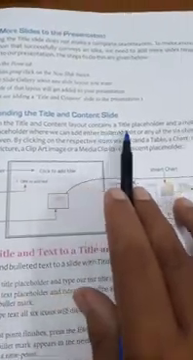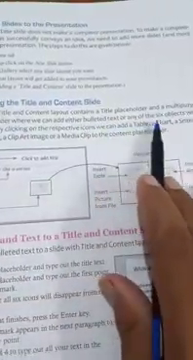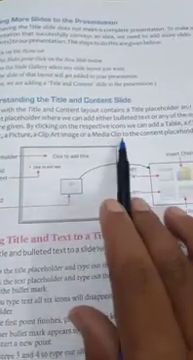Understanding the Title and Content slide. A slide with the Title and Content layout contains a title placeholder and a multi-purpose content placeholder where we can add either bulleted text or any of the 6 objects whose icons are given. By clicking on the respective icons, we can add a table, a chart, a SmartArt graphic, a picture, a clip art image or a media clip to the content placeholder. So this is the Title and Content slide.